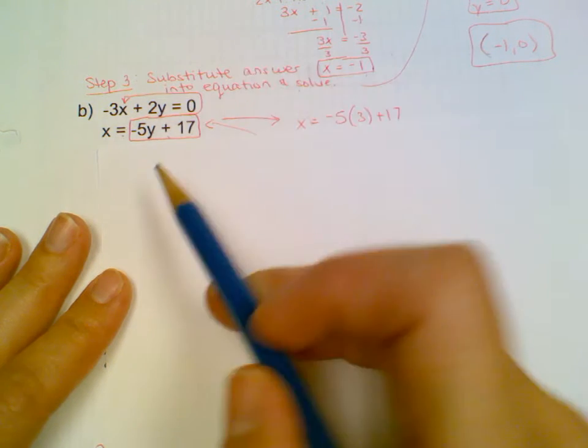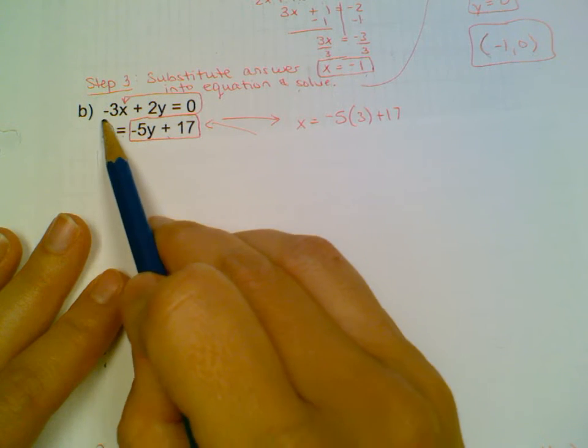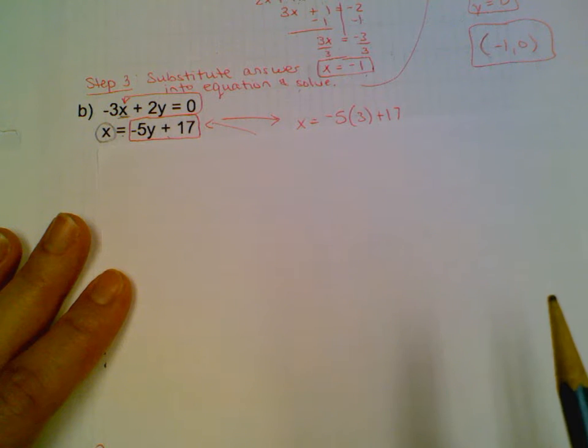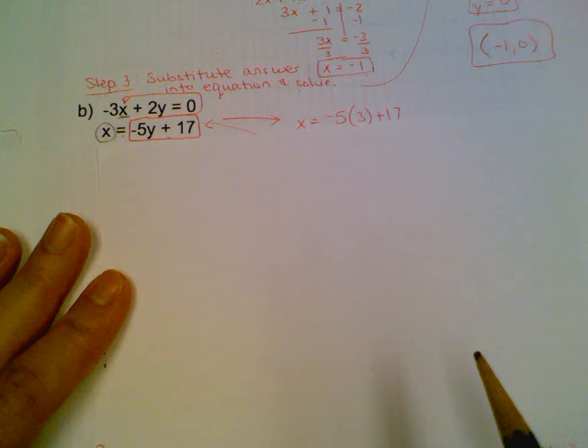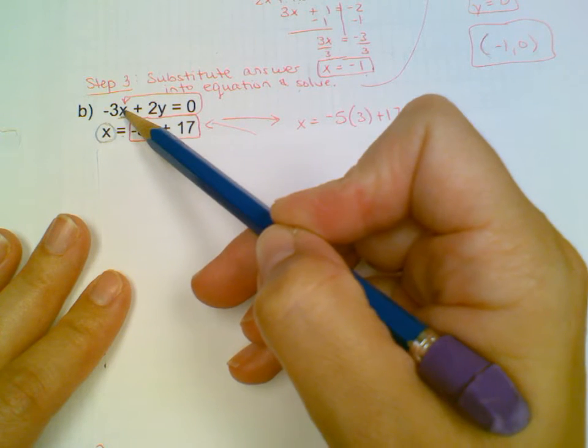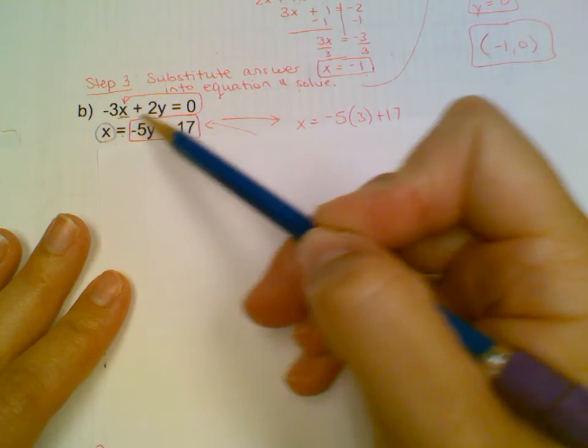Now I have to make sure that if it says x equals, I'm substituting into the x spot. So that's like the name. If you said you had a nickname, so Abigail equals Abby, then I have to make sure that I'm substituting it in for the right person, otherwise it's going to get messed up.